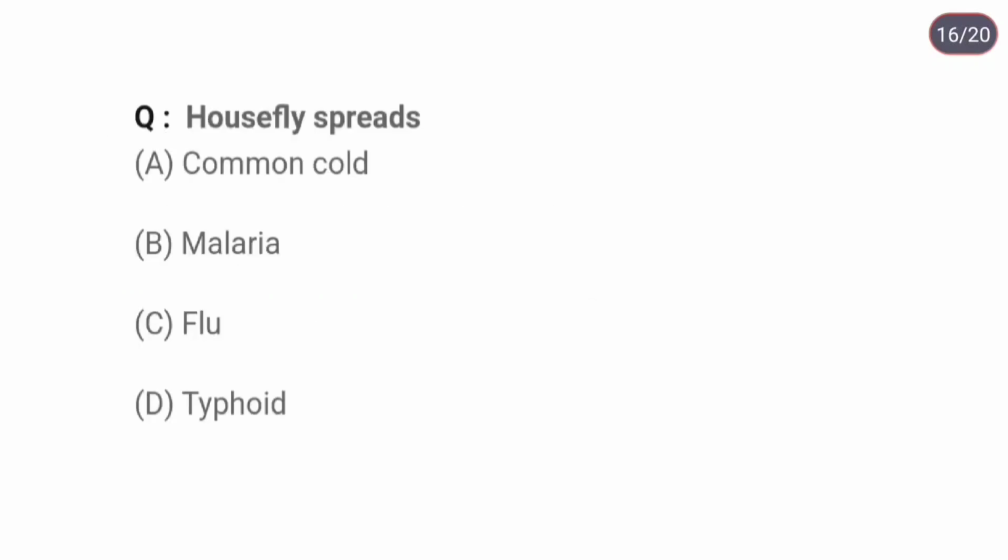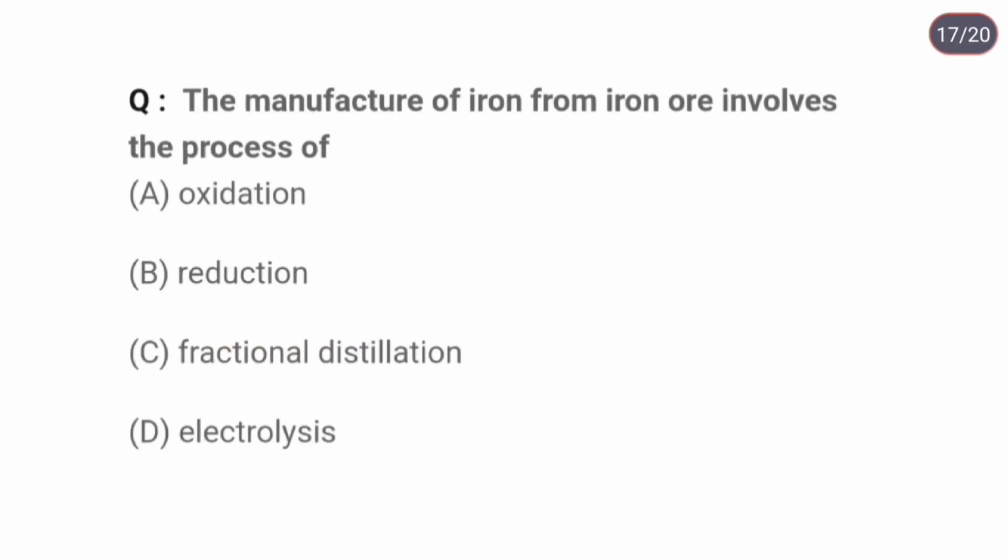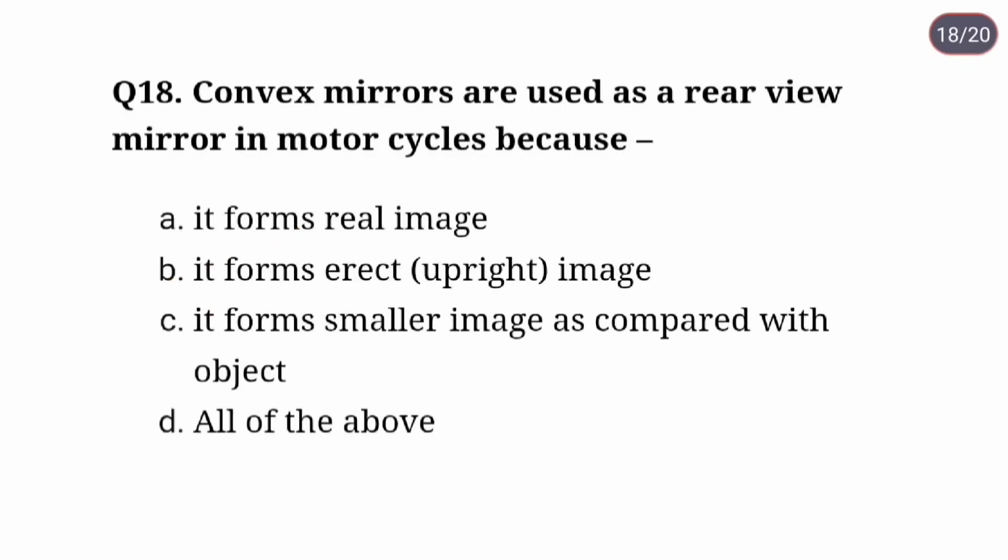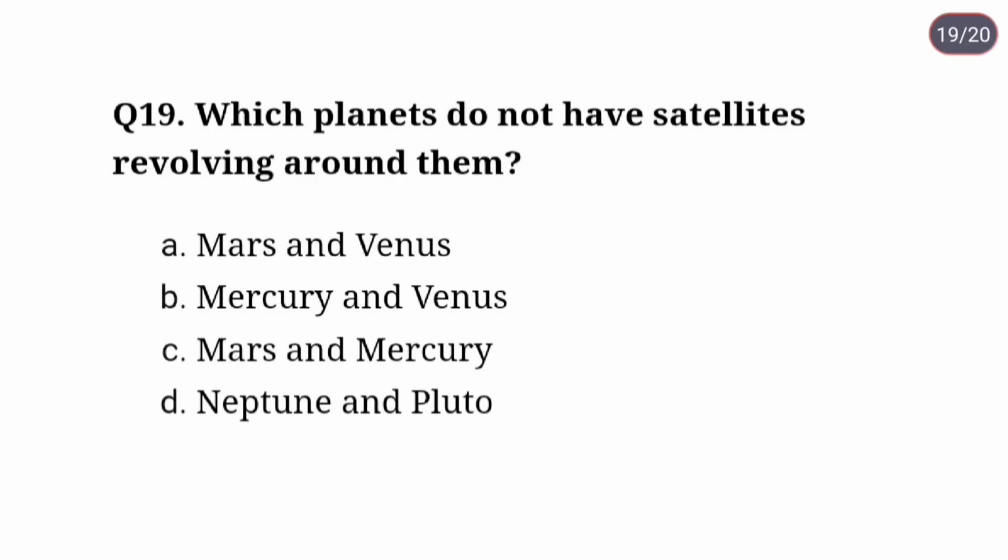Housefly spreads typhoid. The manufacture of iron from iron ore involves the process of reduction. Convex mirrors are used as a rear view mirror in motorcycles because it forms smaller image as compared with the object. Which planets do not have satellites revolving around them? Mercury and Venus.